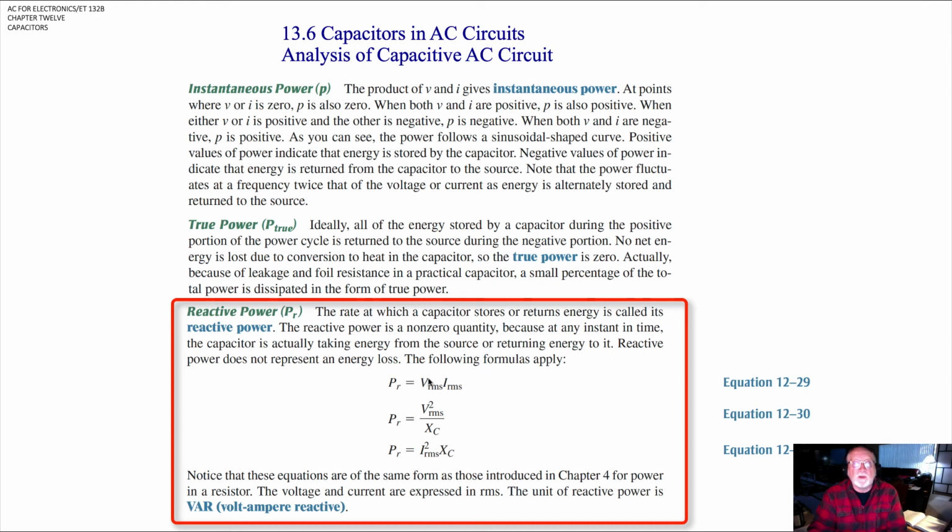The following formulas apply. You can see it generally follows what we already know of Ohm's law and the power law. Power is equal to the product of V and I. Power can also be V squared over R, or in this case X sub C. Power can be I squared X sub C. Notice that these equations are the same form as those for power in a resistor. The unit of reactive power is called VAR, because it's volt ampere reactive.